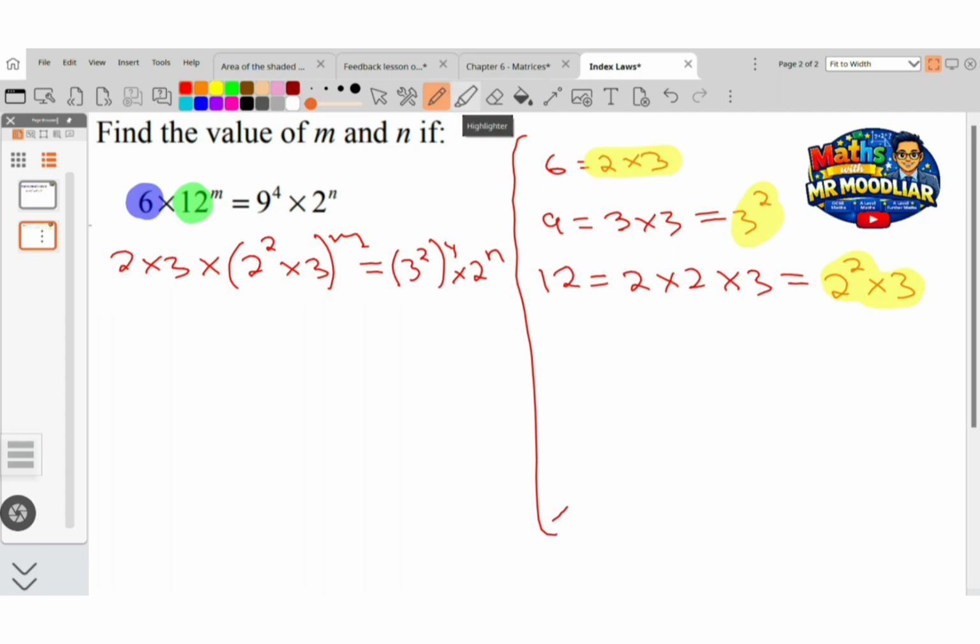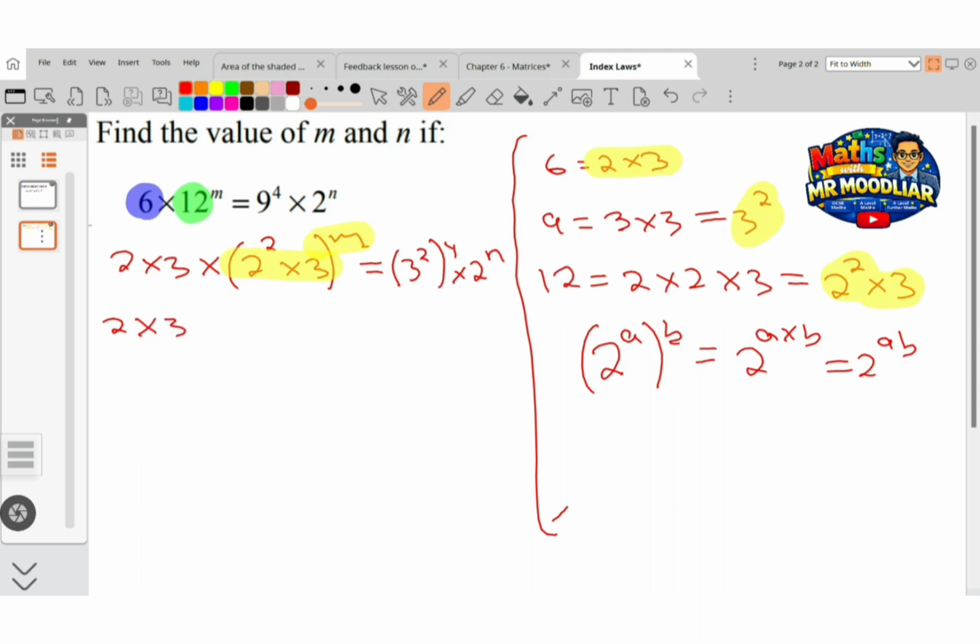Okay, so if you look at the left hand side right now, I am going to use the index law for brackets. So I am using the following index law, which is 2 to the power of a in brackets to the power of b, that is the same thing as 2 to the power of a times b, which is 2 to the power of ab. So this is what we have now, 2 times 3. Don't forget we have a 1 here, so that will be times 2 to the power of 2m, times 3 to the power of m. Now this is equal to exactly the same thing on the right hand side, so that would give you 3 to the power of 8, because 2 times 4 is 8, and then 2 to the power of n.